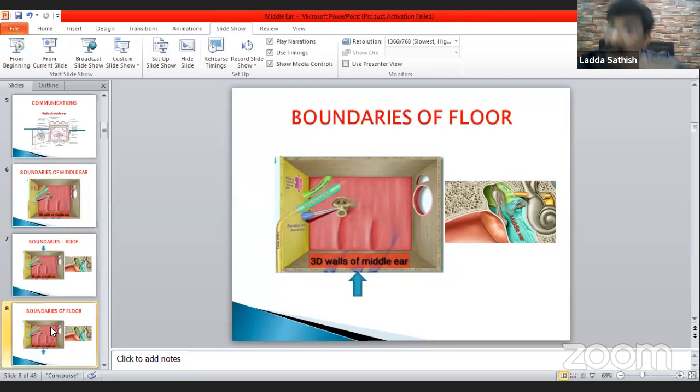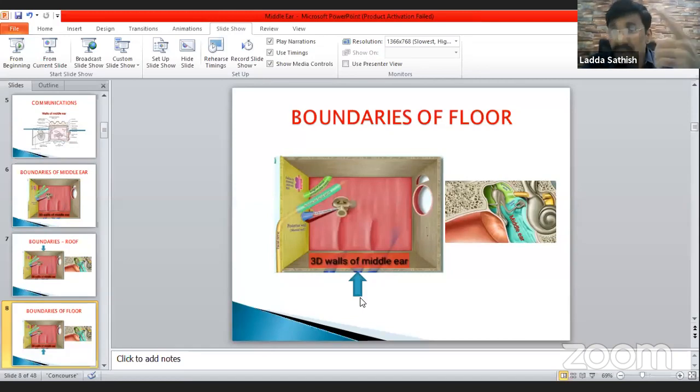Floor is again a wall which is working as a partition between a vessel and the middle ear. What is that vessel? The vessel which carries impure blood. And that vessel is the jugular vein. And it has bulbs. So this wall, which is working as a partition between the middle ear and the jugular vein, is also termed the jugular wall.